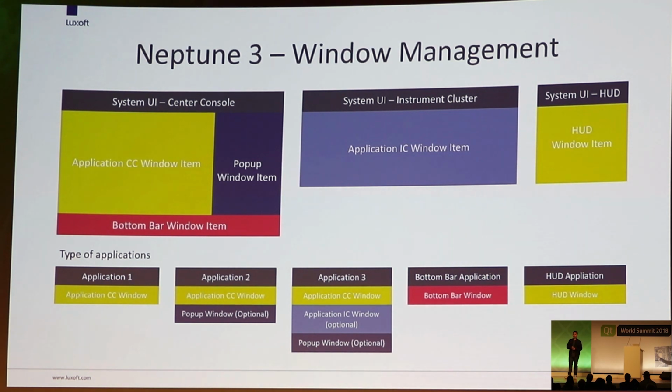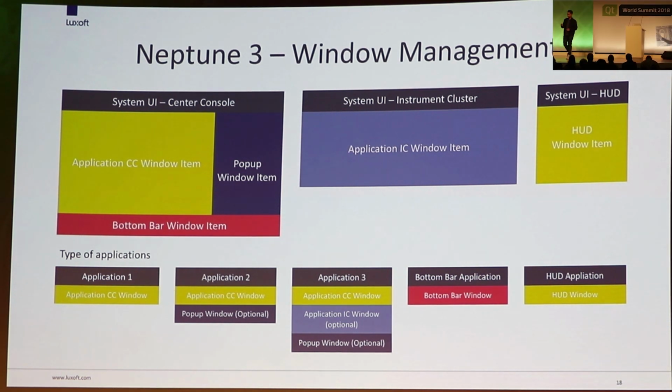Like probably some of you already saw in our booth, we have the music application and navigation application that are shown in both windows, running and showing on different screens. And also we have the button bar window that is currently occupied by the climate application. And one other window for the head-up display. Those applications basically run in separate processes, but you can choose which screens you want them to be shown on.